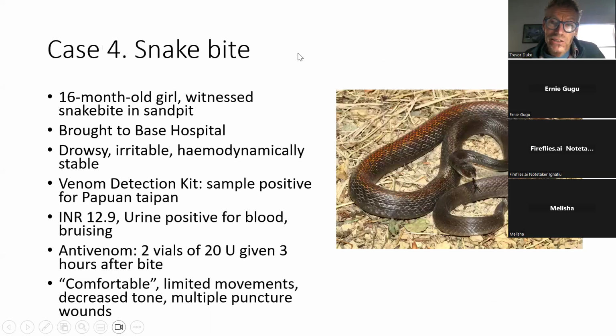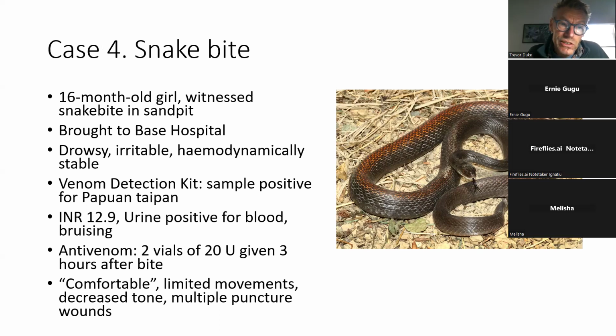Okay, the last case I want to describe. This will be short, but we haven't talked too much about snakebite, and I think it's worth it. Sometimes snakebite is not a critical illness. Sometimes it's an emergency, but sometimes children can be very critical. And I just wanted to convey this case.